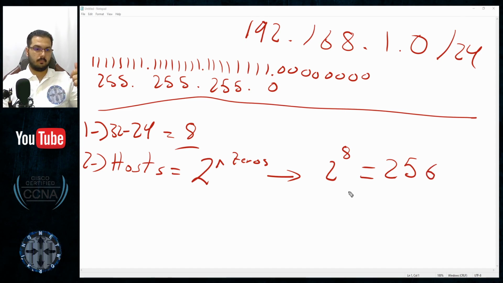2 to the power of 1 is 2. 4, 8, 16, 32, 64, 128, 256. Yes, we have it that way. So 2 to the power of 8 equals 256. So what does that mean?